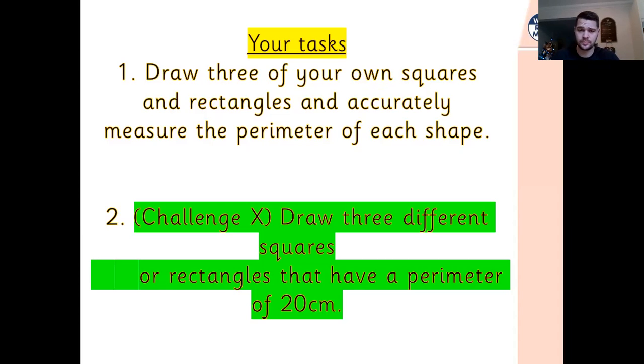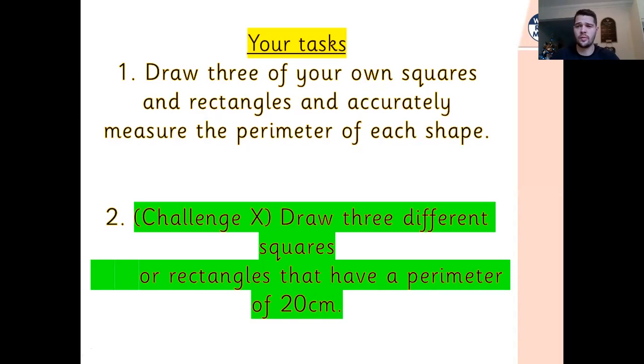For example, if I have one width of 4 centimeters, my other width will be 4 centimeters. So that's 8 centimeters, which means for these 2 lengths, I have 12 centimeters left. So if I half that, I've got 6 centimeters and 6 centimeters.